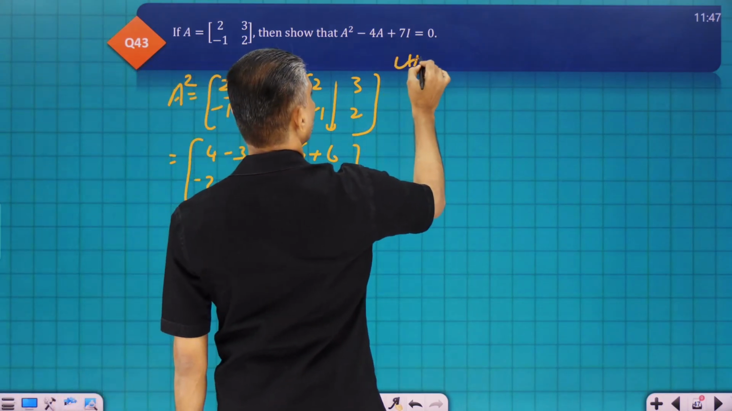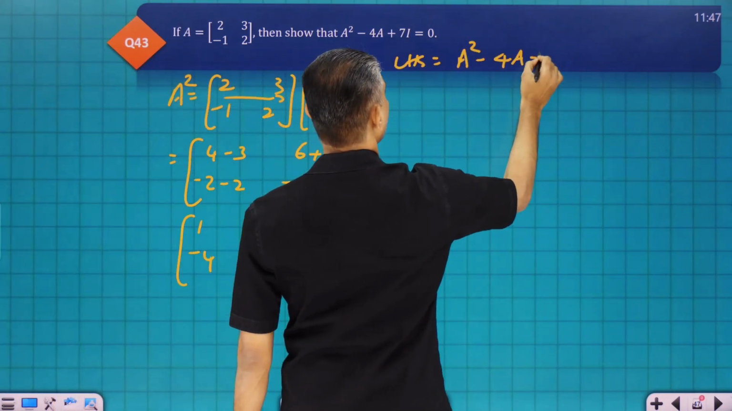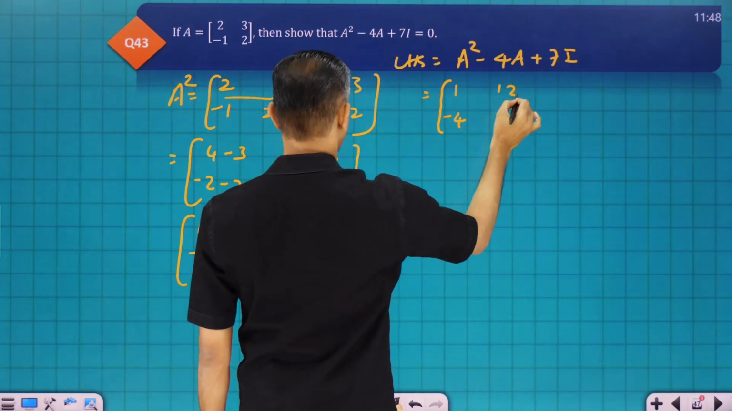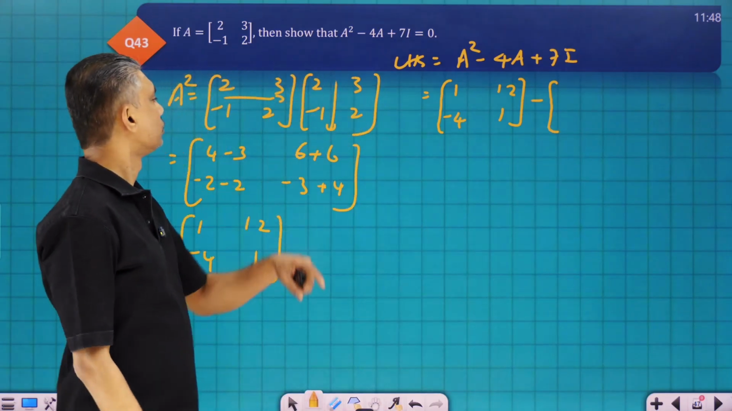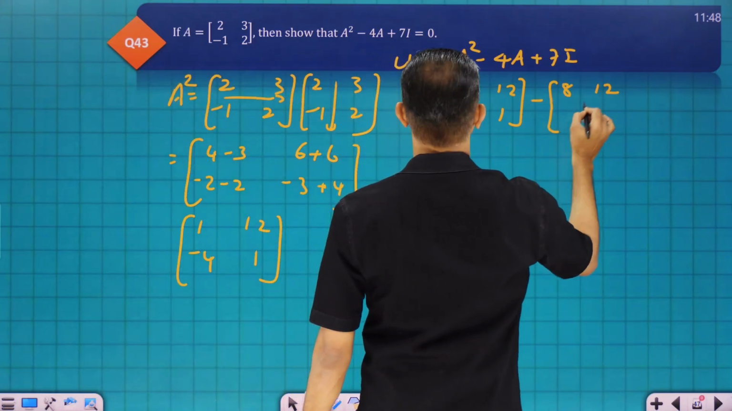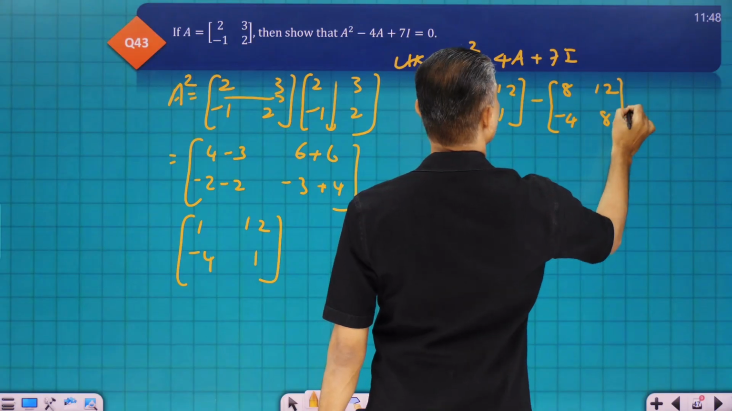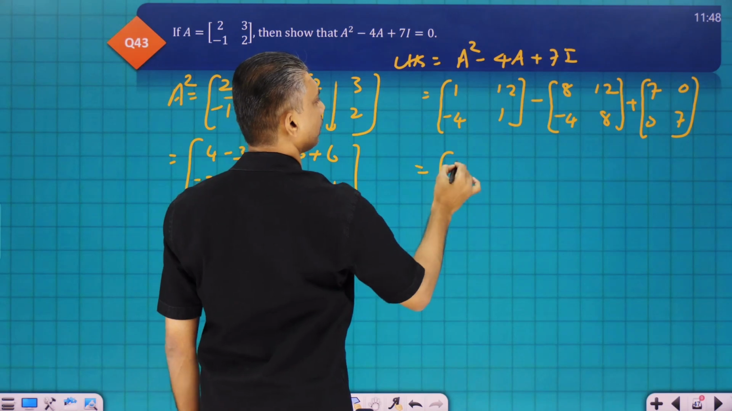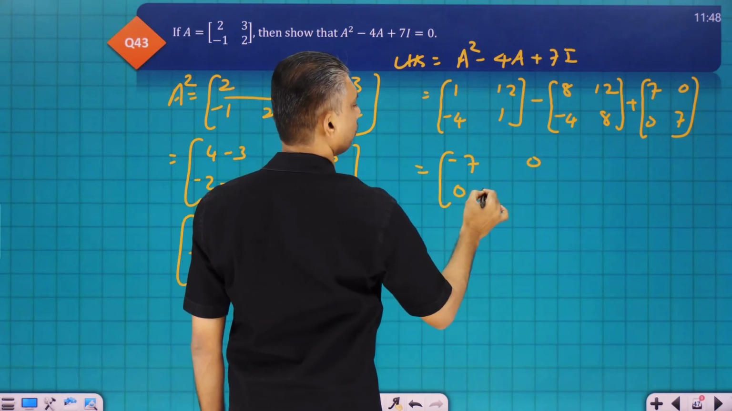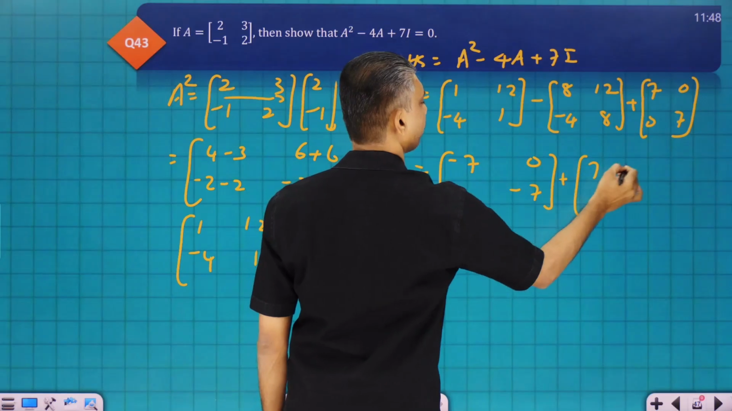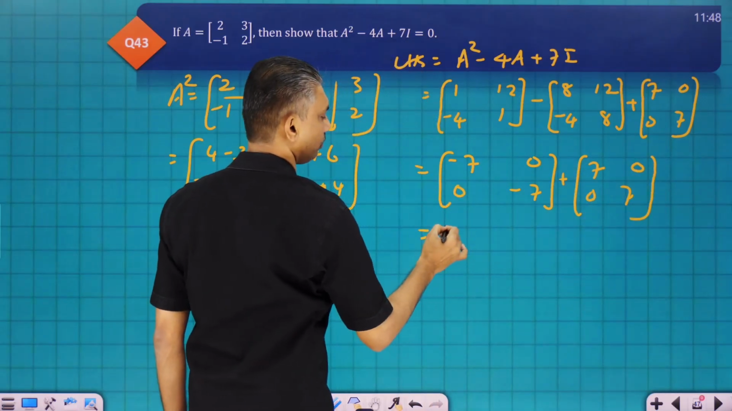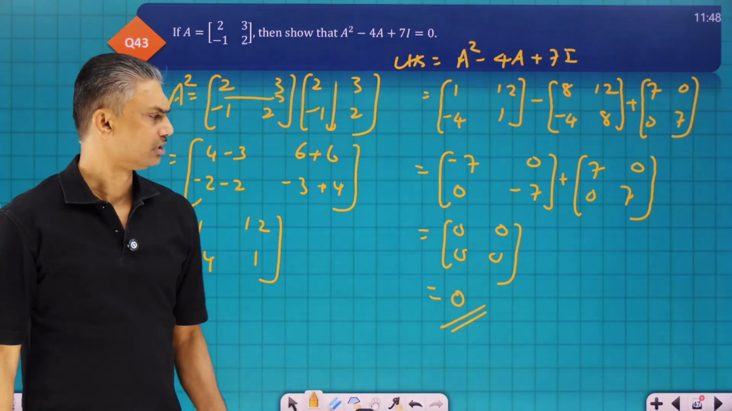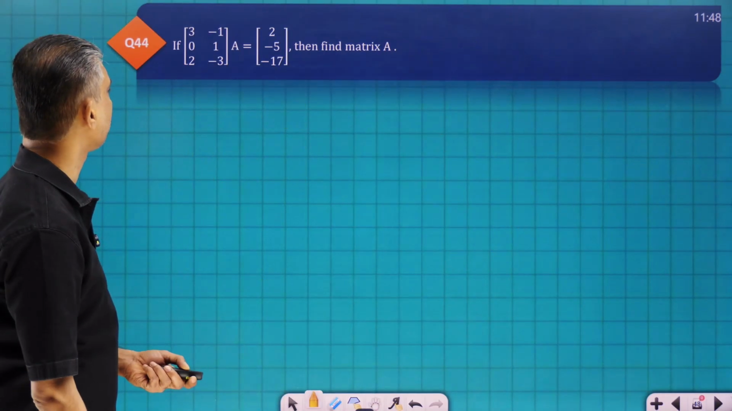Therefore, LHS is equal to A square minus 4A plus 7I. That is [1, 12; minus 4, 1] minus 4A, which is [8, 12; minus 4, 8], plus 7I, which is [7, 0; 0, 7]. So 1 minus 8 is minus 7, plus 7, 0. That is equal to [0, 0; 0, 0], the zero matrix. Very simple question. So go for the next question.